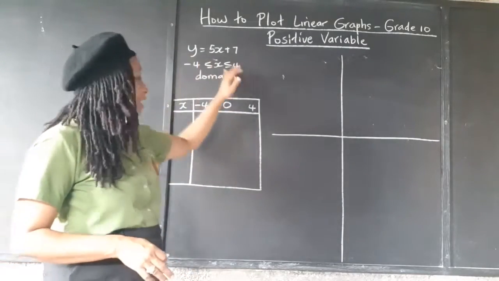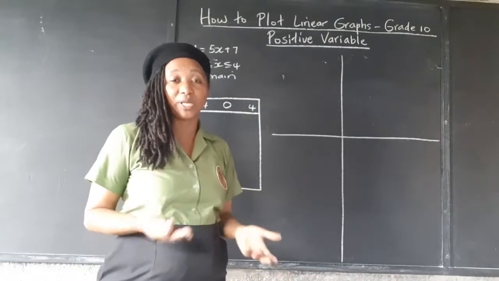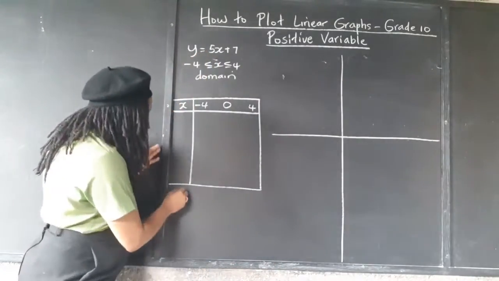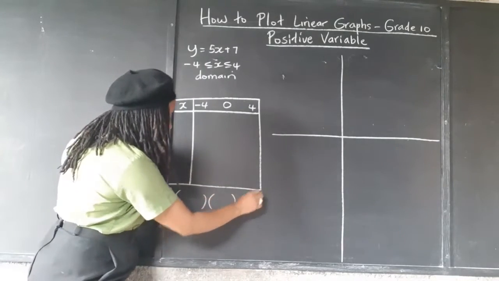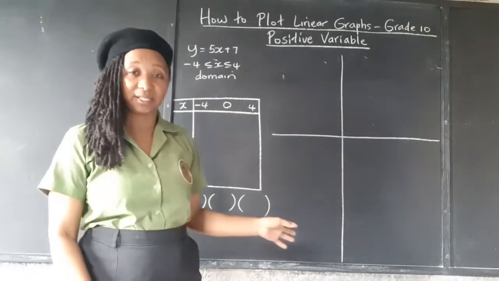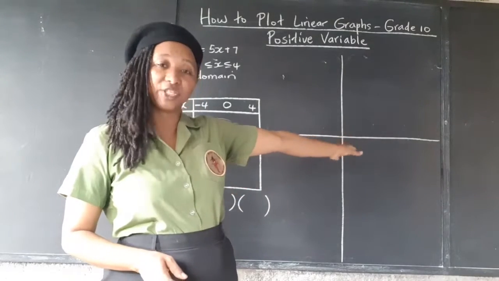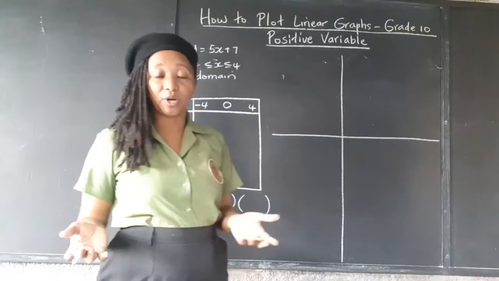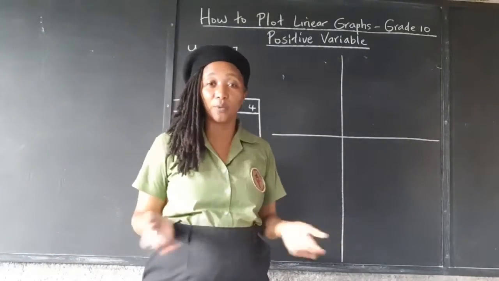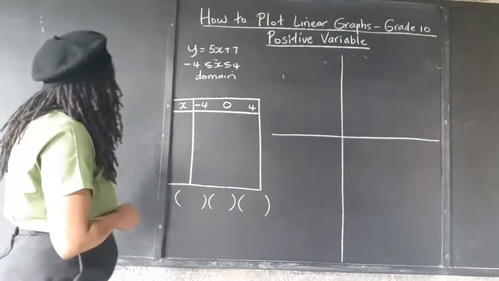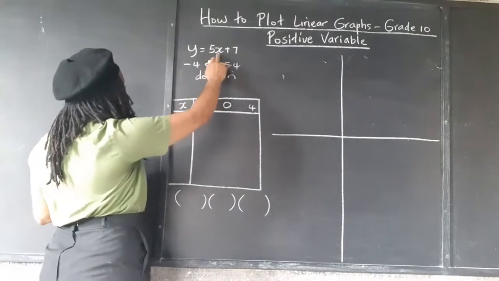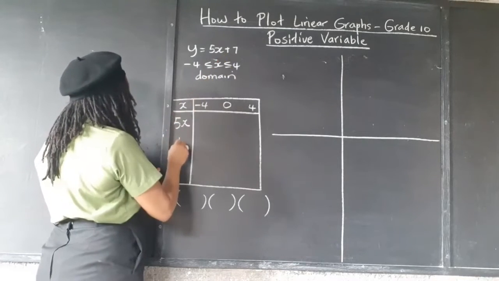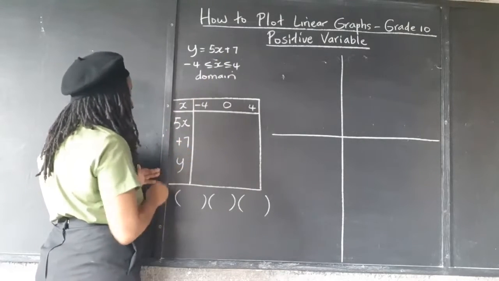Now the equation tells us what to do with our x values in order to get our y values. Because what we really want are our ordered pairs of coordinates in order to plot them on the Cartesian plane, the coordinate plane, so we'll get our graph and see what the line is doing, how it is behaving. So we're going to multiply each x value by 5, and then we're going to add 7 to get our y value.